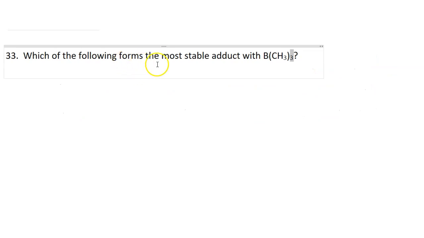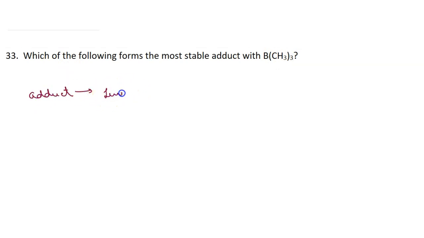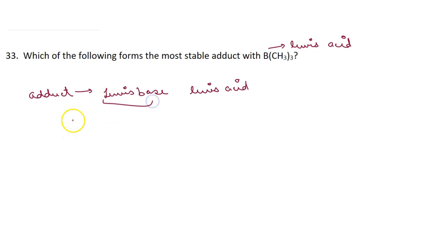Which of the following forms the most stable adduct with trimethyl boron? So we know that adduct formation takes place between Lewis base and Lewis acid. So boron has a vacant p orbital. It acts as a Lewis acid, and substituted pyridine was given as Lewis base. So out of those substituted pyridines, 4-methylpyridine will form the most stable adduct with this compound.